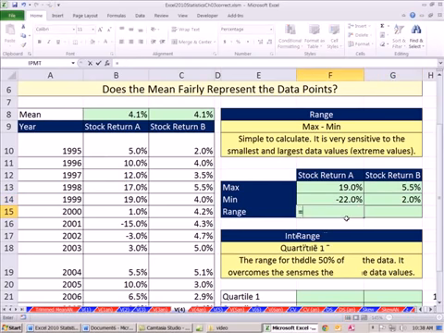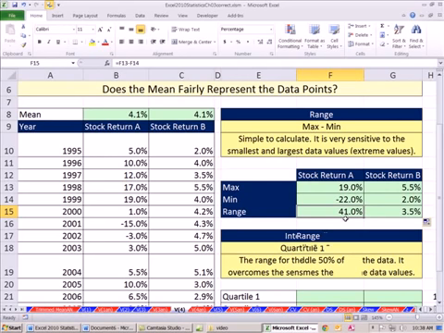Now the range equals, well, it's always going to be the max minus the min. And then I'm going to copy this over. Those are relative cell references. All right, so the range here is gigantic. The range here, much, much smaller. So which one has more dispersion based on the range measurement? Obviously, stock A.